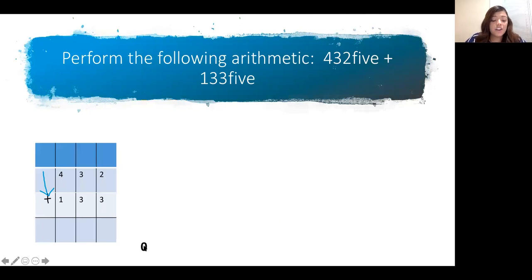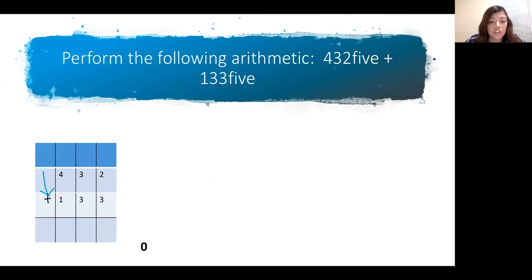Okay. And then for the next one here, they're asking us to perform the following arithmetic, which is 432 base 5 plus 133 base 5. And so I went ahead and set it up into a little table so that we are able to keep all our numbers in order, since we're going to be doing quite a few steps here. The next thing we have to know is that in base 5, the digits that we're using are 0, 1, 2, 3, and 4. So if we get a number that is greater than 4, then we're going to express that as a group of 5 and then carry the ones over.